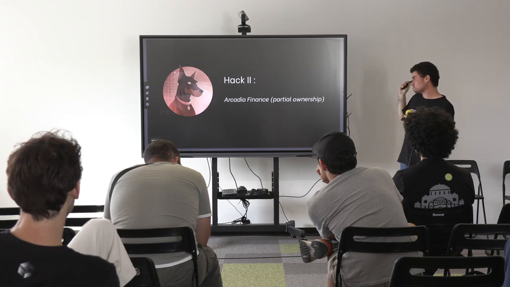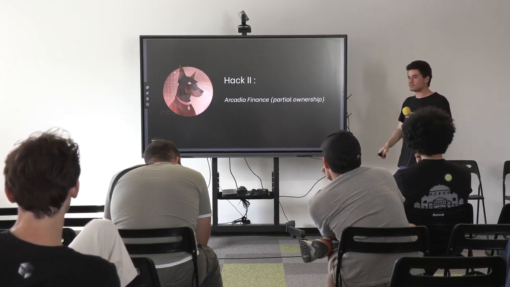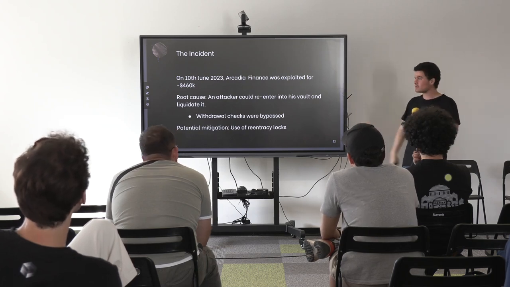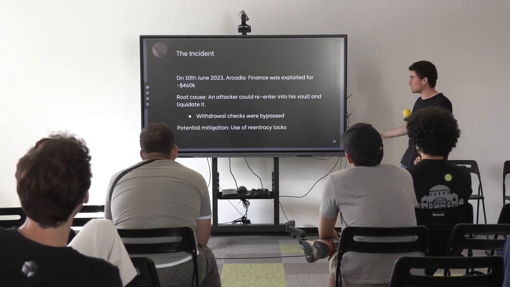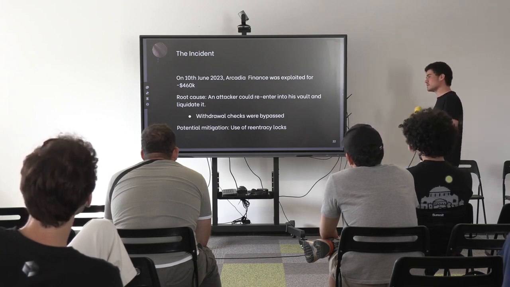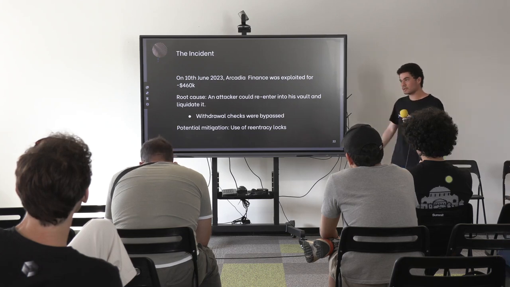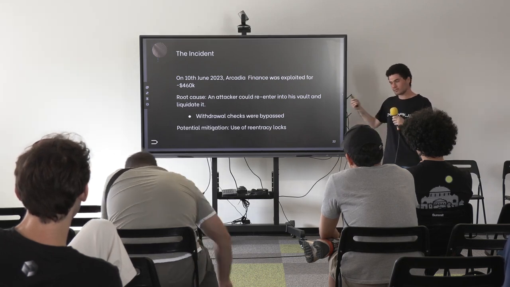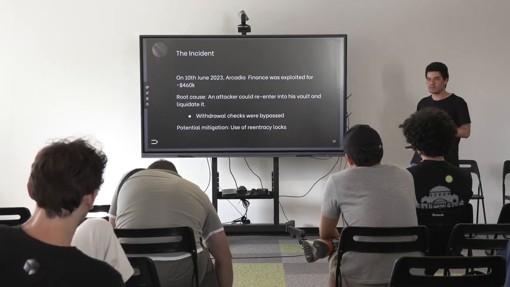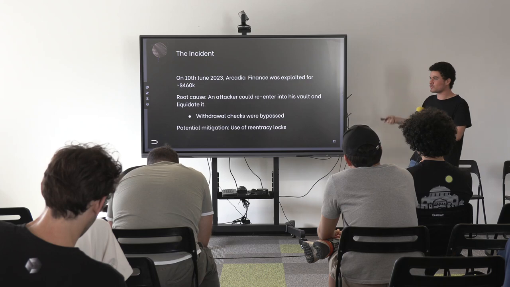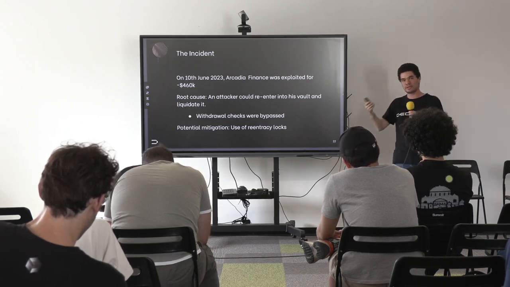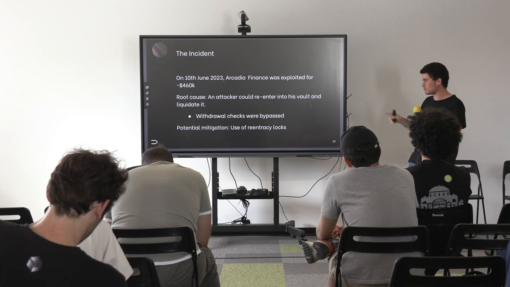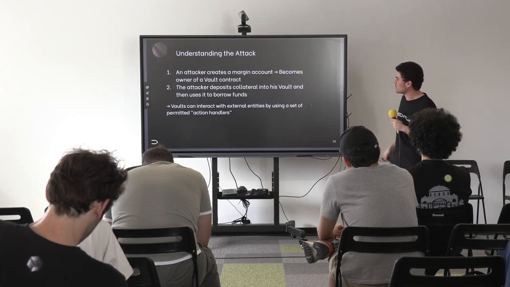And the final hack that we'll be talking about today involves Arcadia Finance. So just a few days apart last year, Arcadia Finance was hacked for around $500,000. And this time the reentrance itself is not that impressive, because they could have used the reentrancy lock and prevented everything, but the fact that they didn't use one allowed a user to liquidate its vault at an unexpected place, and this bypassed a few withdrawal checks that we'll take a look at right here.